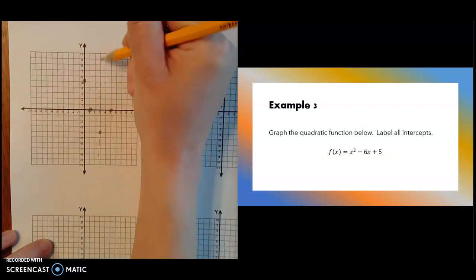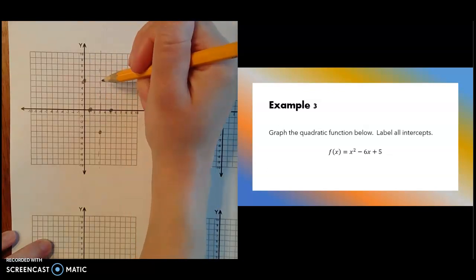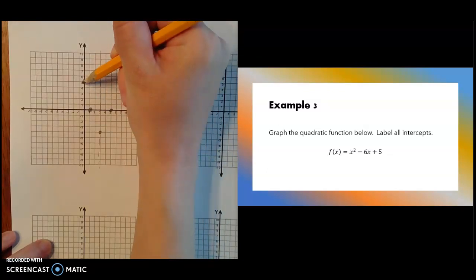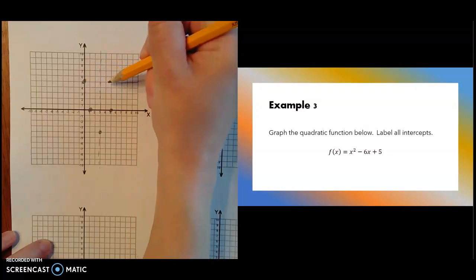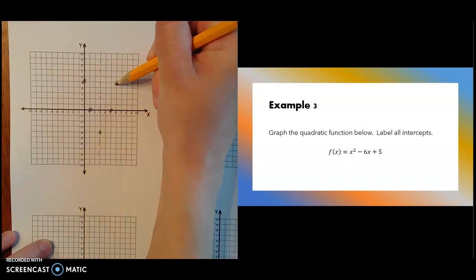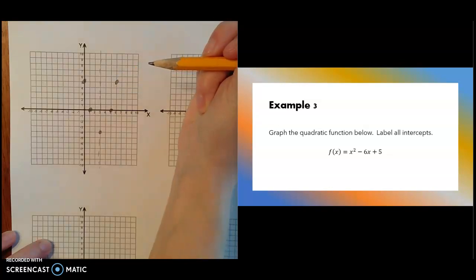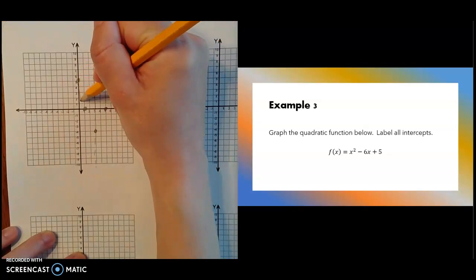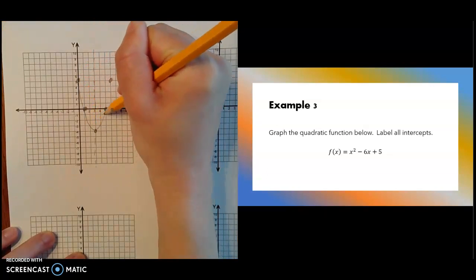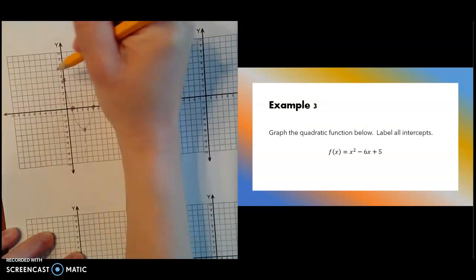We could even use that axis of symmetry to make another point if you want to, because we have this point at 0, 5. It's 3 away from the line. If I go 3 away on the other side, we're going to have an identical point. So we've got a lot of points here. We can easily make a very pretty U shape for our parabola.